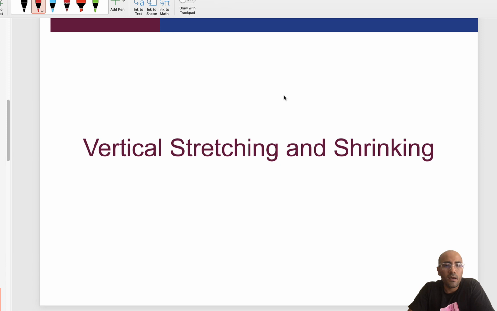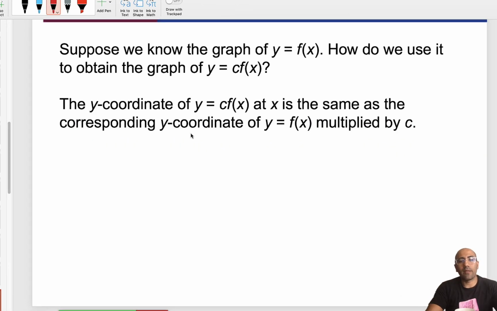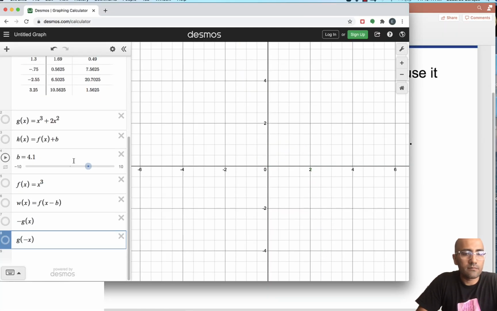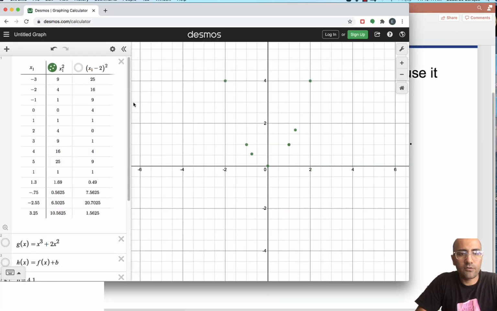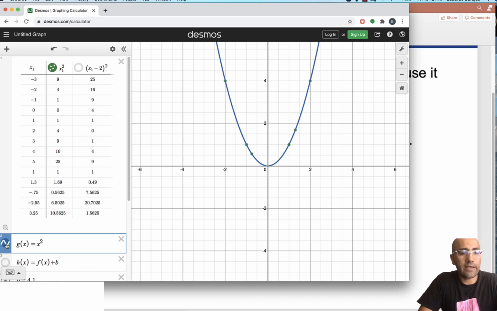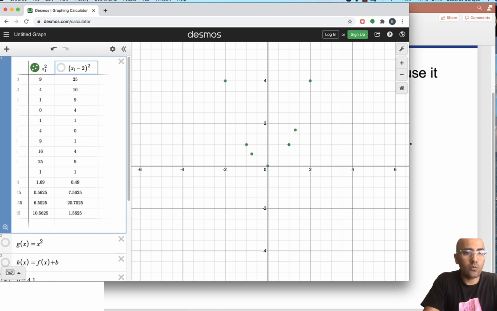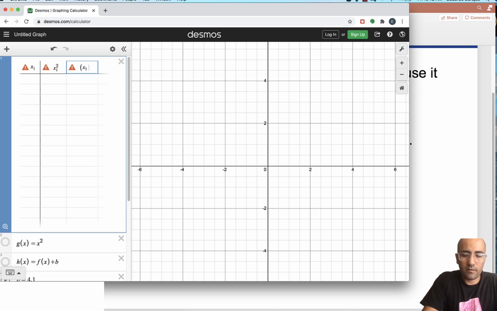Okay. Vertical stretching and shrinking. So now we just want to consider what happens when we multiply the outside of the function by a constant. So if we take every single value of our function and multiply it by a constant, let's see what happens. Again, let me go back to Desmos then. Here is back to our standard parabola, and we know that if we keep going, eventually we graph all of those guys that will look like that. So now we want to explore what happens when we multiply a constant times that.